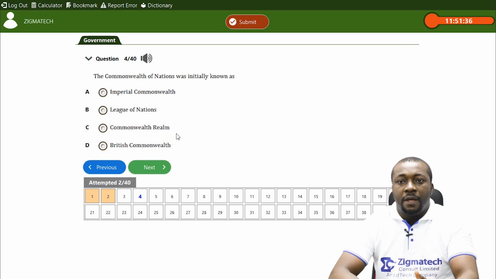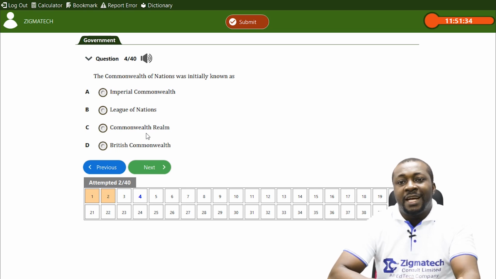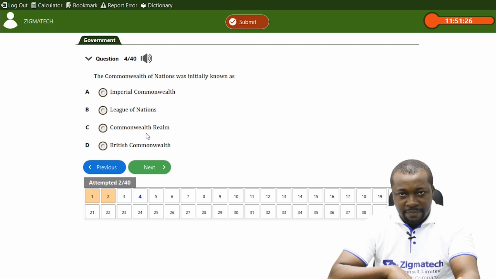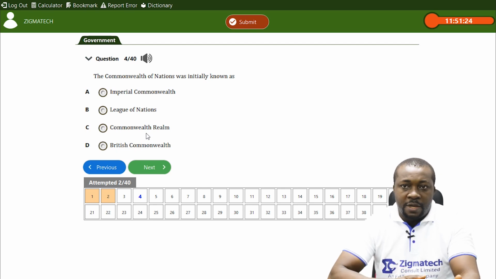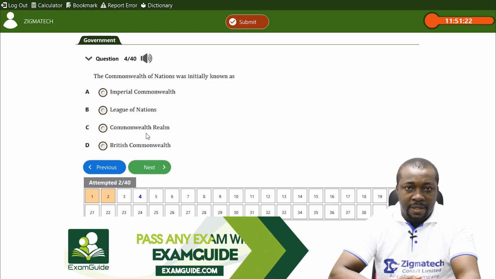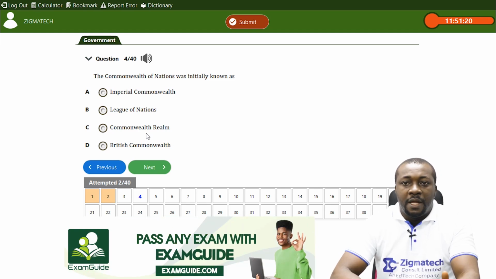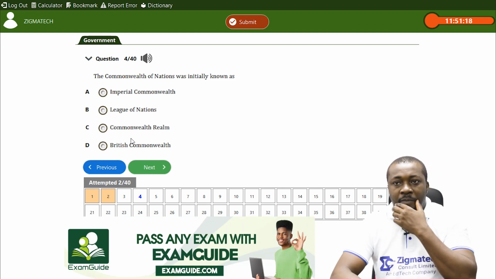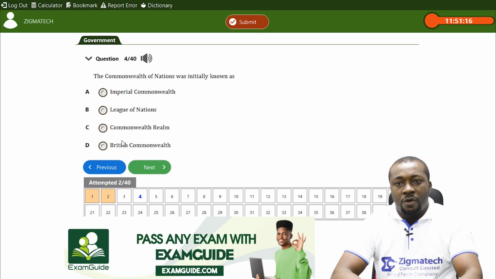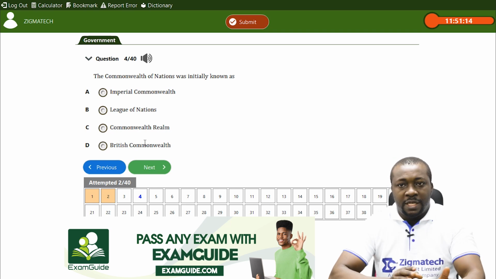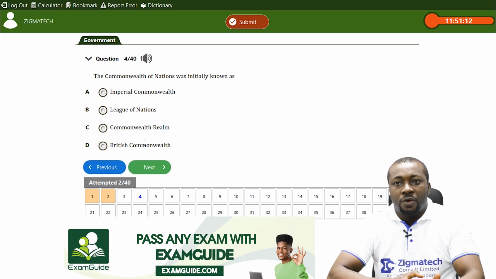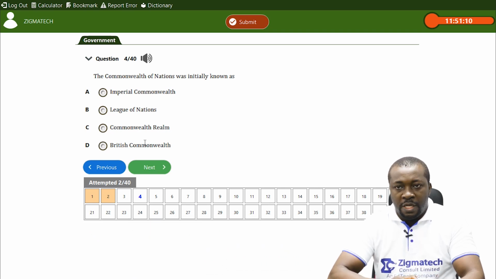The Commonwealth Realm refers to those countries that still acknowledge the Queen of England or the British monarch as their head of state. You talk about a country like Canada, which is a Commonwealth Realm. Now, the former name was the British Commonwealth. It was later changed to the Commonwealth of Nations.